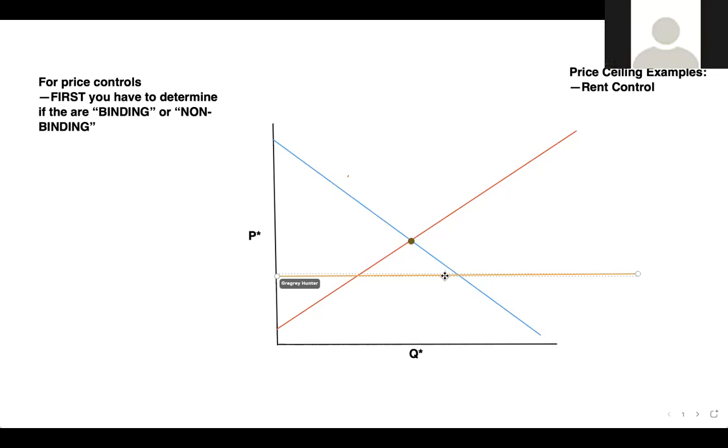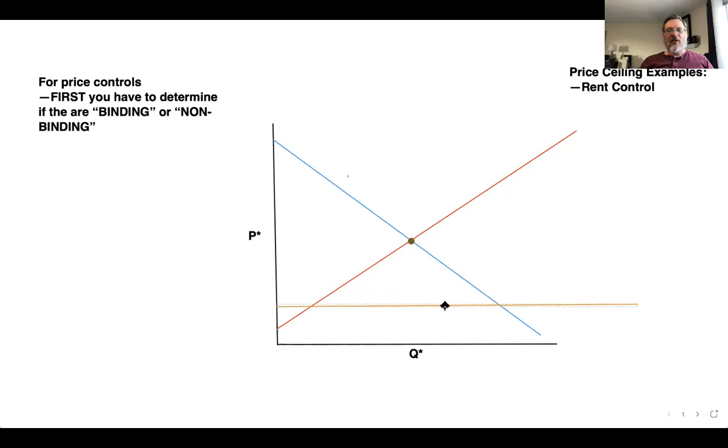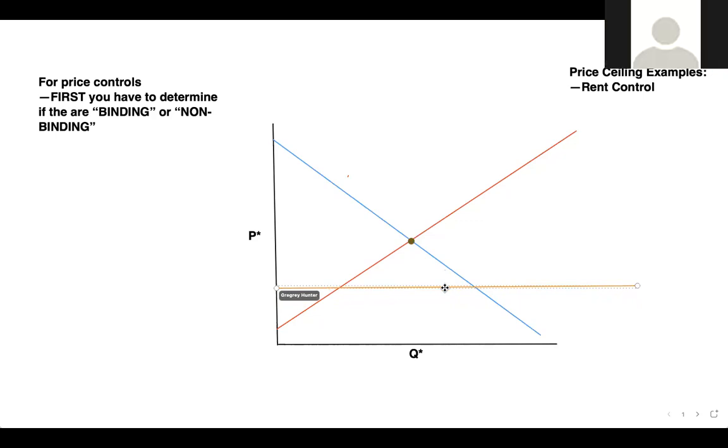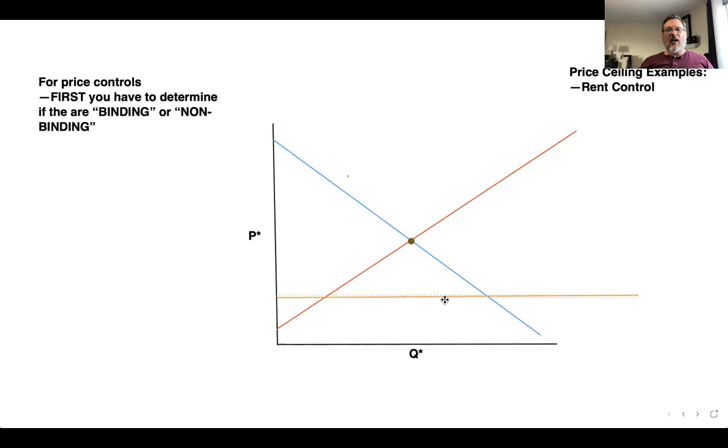Yeah, okay. So you see the price control, right? It's the orange line. And notice, this is a price ceiling, so the price can't be above it by law. It's a legal price regulation. If the price ceiling is below the equilibrium price, then it's going to prevent the market from bidding the price up to the equilibrium price.